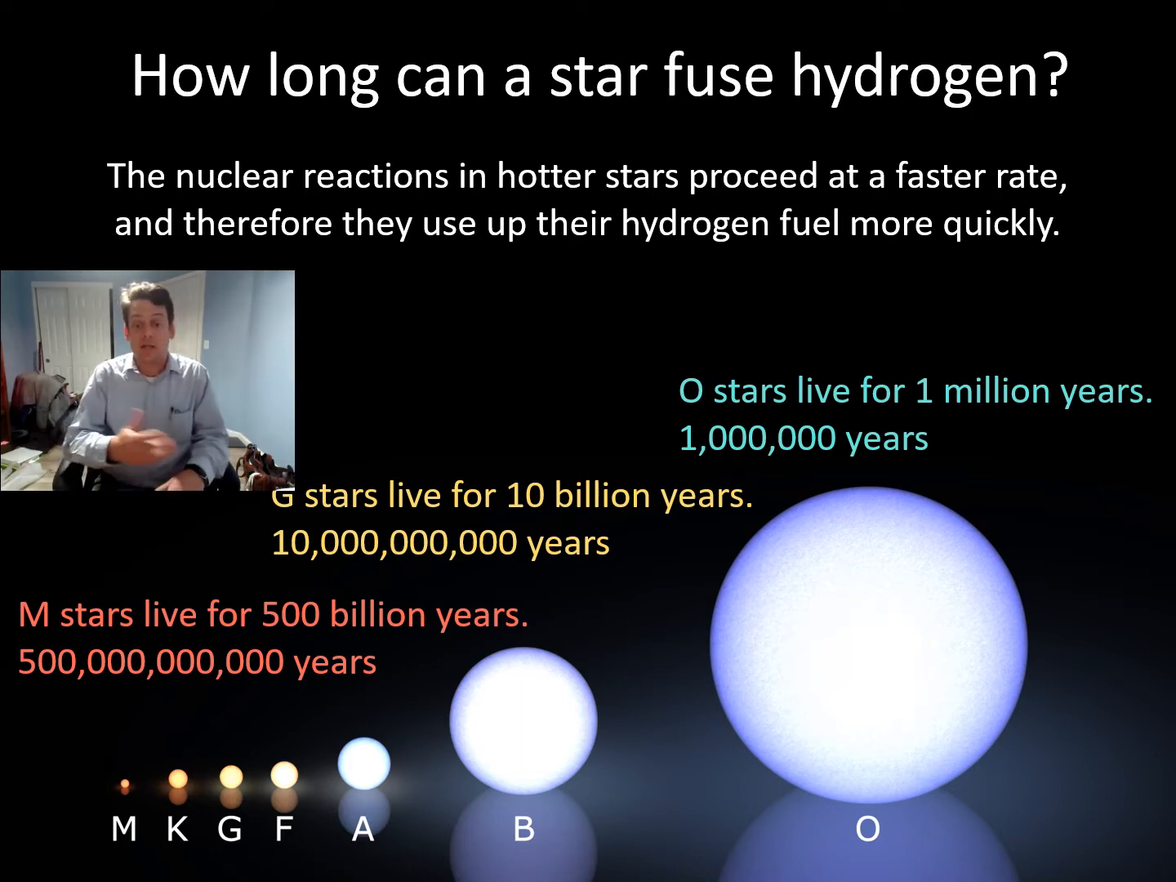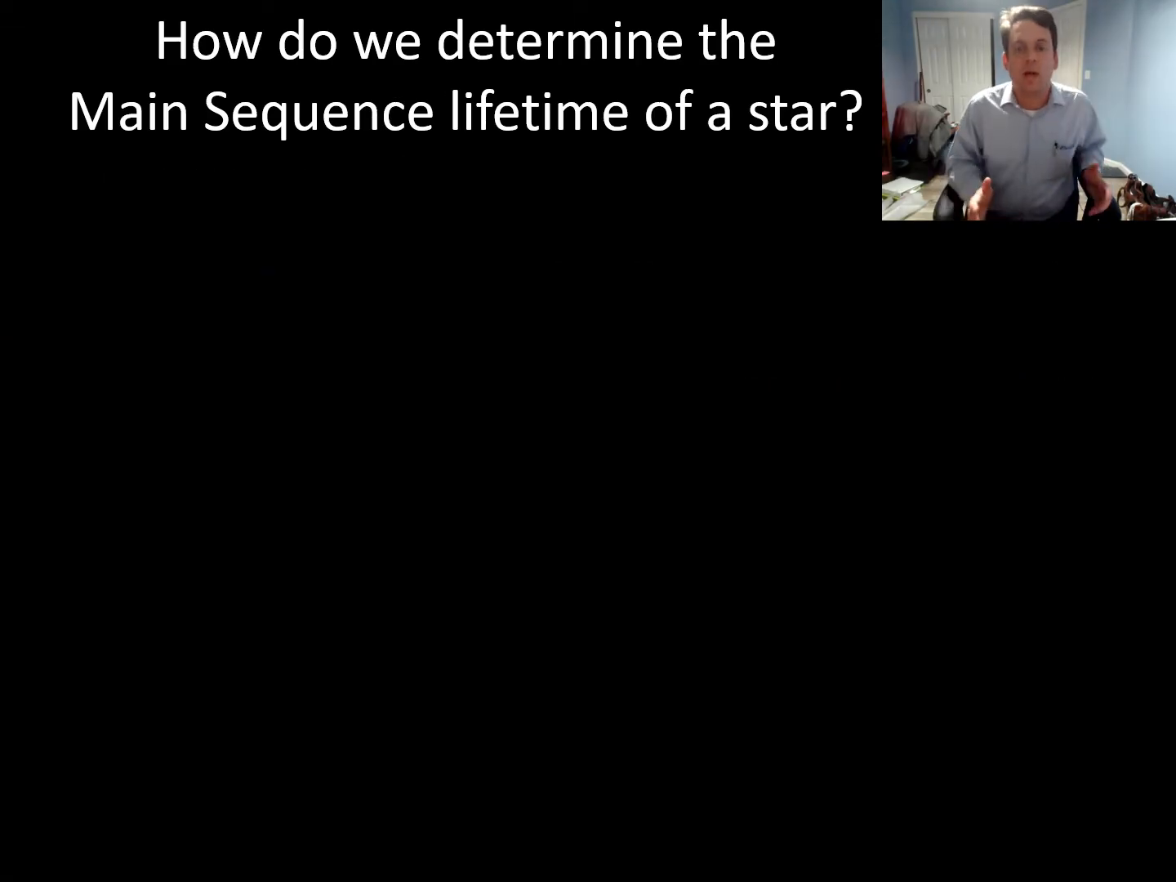Because as I have told you before, and as is represented schematically on this slide, O-class stars are actually much more massive than M-class stars, right? So in order for an O-class star to reach the end of its life, it's got to go through a lot more nuclear fuel, right? But it turns out that it's so much hotter that the reactions occur so much faster that it still burns out 500,000 times faster than an M-class star. So it's pretty remarkable. So how do we determine the main sequence lifetime of a star?